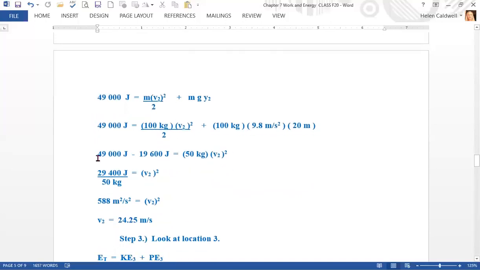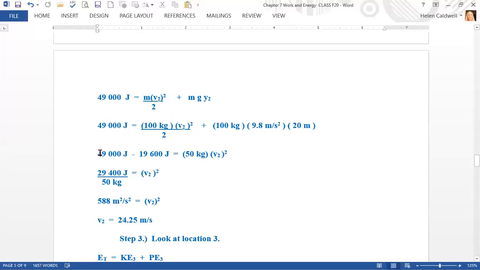So the 49,000 is still on the left side. 2 goes into 100 kilograms and makes it 50 kilograms. That's where the 50 comes from, right here next to the V2 squared. But how about this 100 times 9.8 times 20? Well, 100 times 9.8 times 20 is 19,600 joules. To remove it from the right-hand side, we have to subtract it from both sides. So it disappears on the right, shows up on the left. So 49,000 joules minus 19,600 joules equals 50 kilograms times V2 squared.